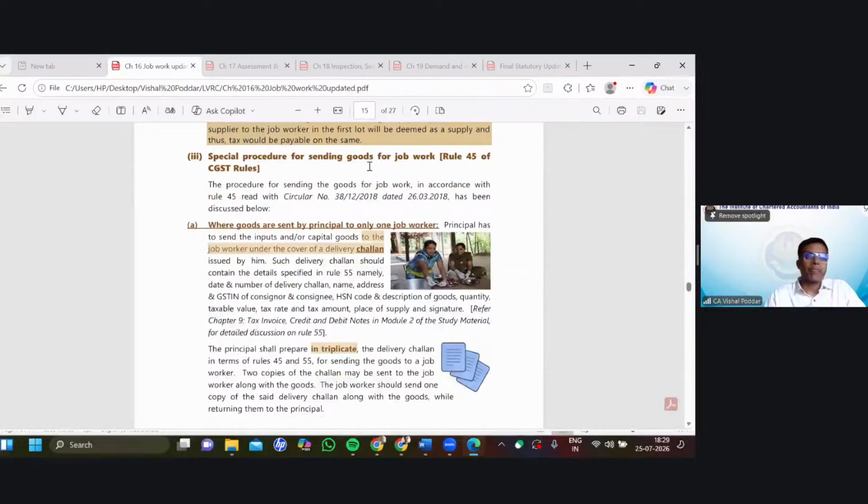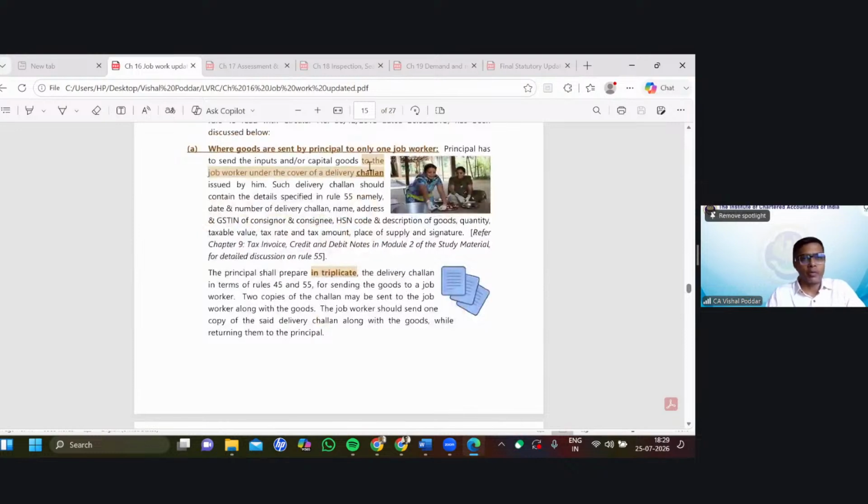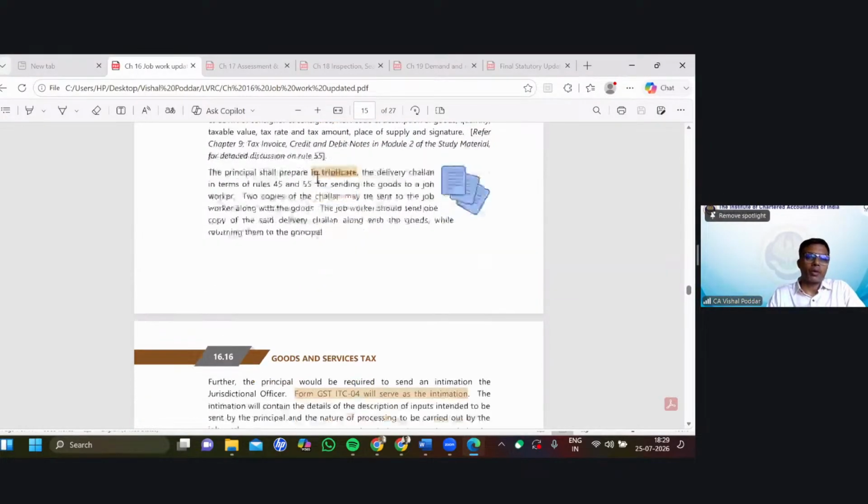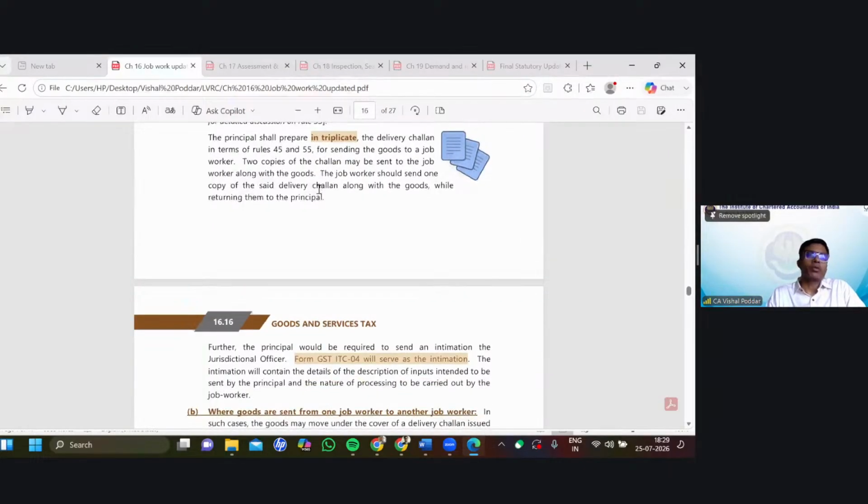Now comes the next part. Special procedure for sending goods for job work, Rule 45. Now, Rule 45, read with Circular 38, provides some specific procedural requirements. Where goods are sent by the principal to only one job worker, the principal will be sending it under the cover of a delivery challan. The delivery challan should be issued as per Rule 55, containing all the details required in Rule 55. This is to be prepared in triplicate, and in terms of Rule 45 and 55, this delivery challan has to be sent. Important.